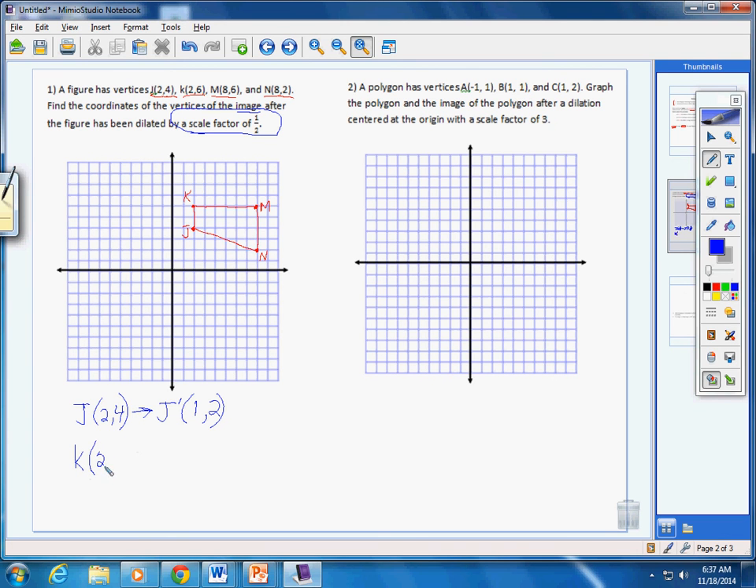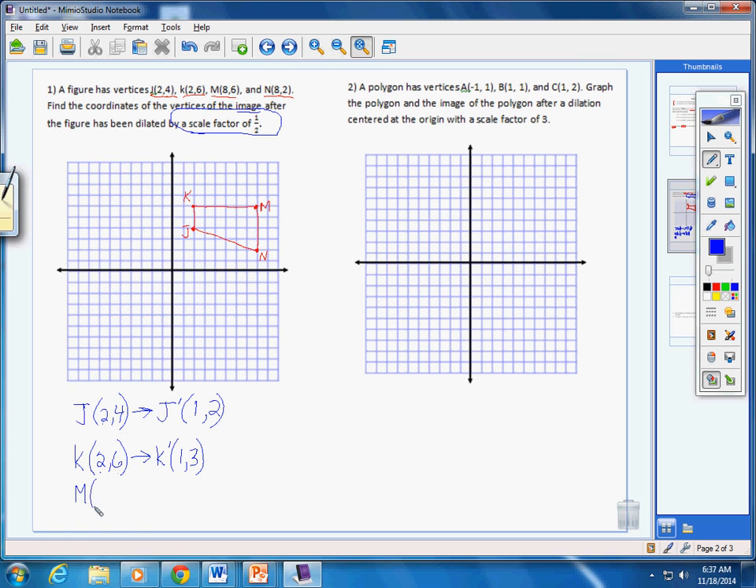K was 2, 6, so K prime is going to be 1/2 times 2, which is 1, and 1/2 times 6, which is 3. So if you notice, I'm just taking our scale factor 1/2 and multiplying it by every x value and every y value in my coordinates. Let's finish this off here.